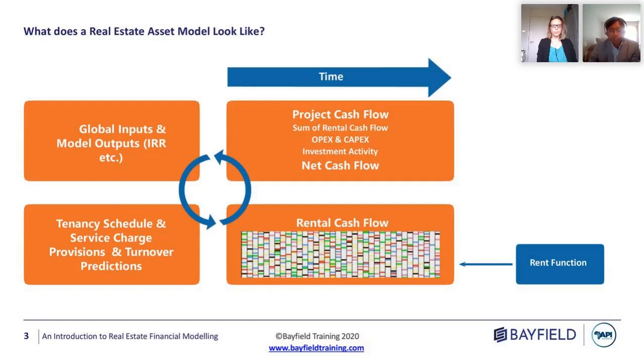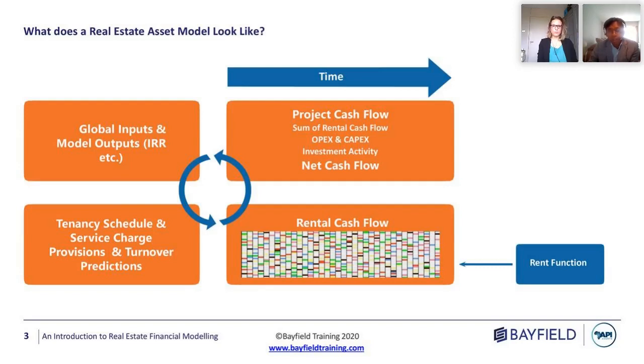So the calculations of the cash flows are also divided into two categories, the same way as inputs are. You will find the project cash flow at the top that summarizes the rental cash flows, the OPEX and CAPEX in terms of cost, any investment activities, and that nets out in the net cash flow. At the bottom, you will find the rental cash flows.